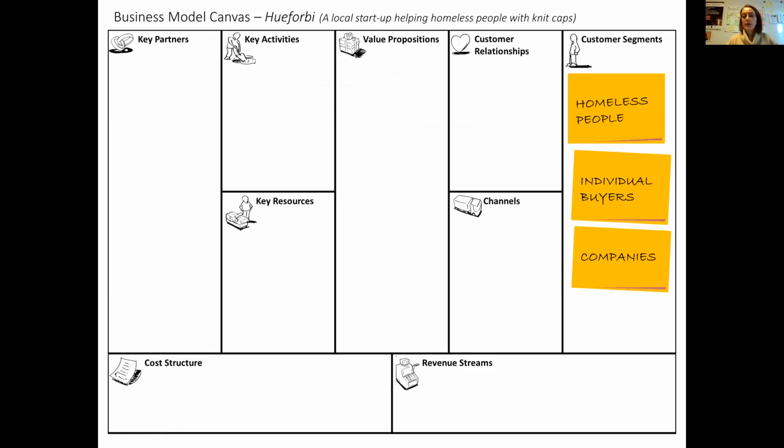Having a look at our commercial customers in our Hugo case, what should be our value propositions for these two different groups? Any ideas about value propositions we have?